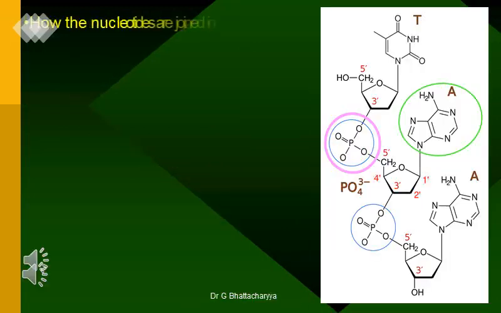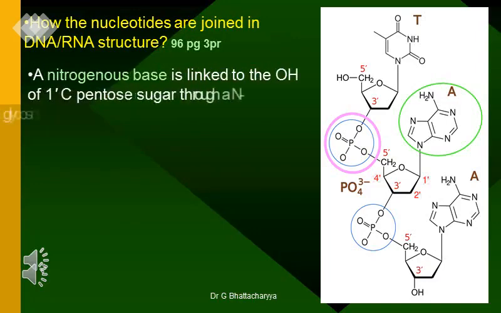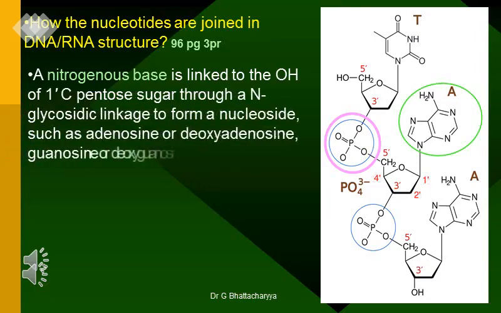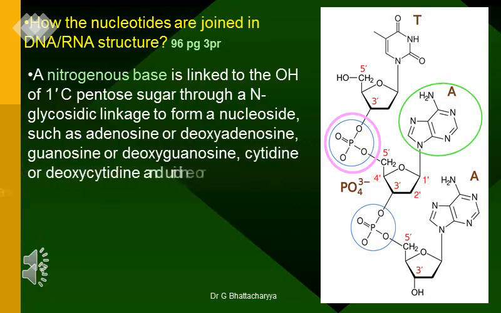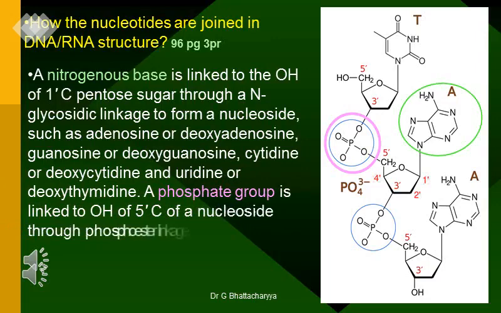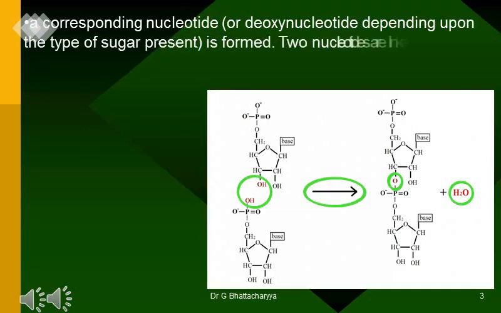How are the nucleotides joined in DNA and RNA structure? A nitrogenous base is linked to the OH of the first C of the pentose sugar through an N-glycosidic linkage to form a nucleoside, such as adenosine or deoxyadenosine, guanosine or deoxyguanosine, cytidine or deoxycytidine, and thymidine or deoxythymidine. A phosphate group is linked to the OH of the fifth C of a nucleoside through a phosphoester linkage. A corresponding nucleotide, or deoxynucleotide depending upon the type of sugar present, is formed.